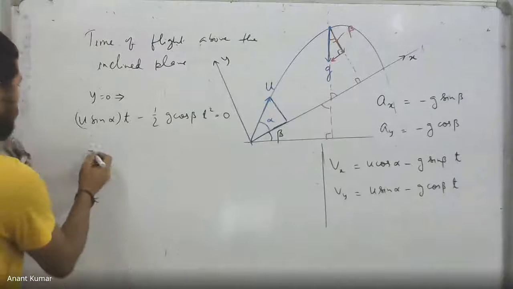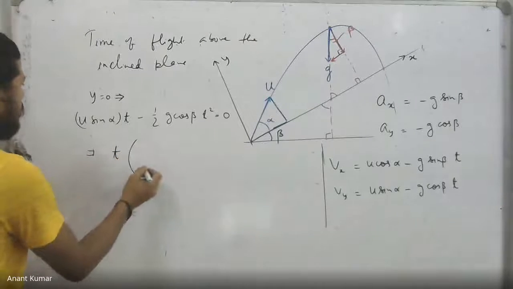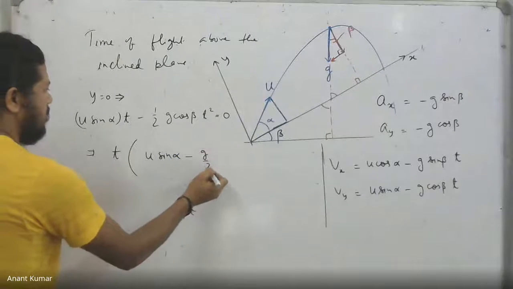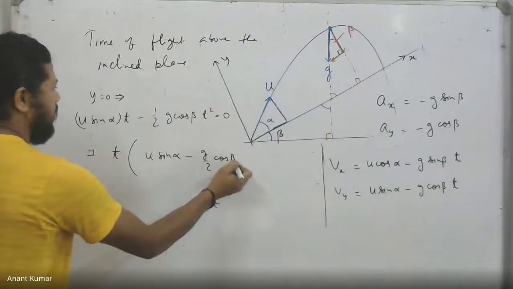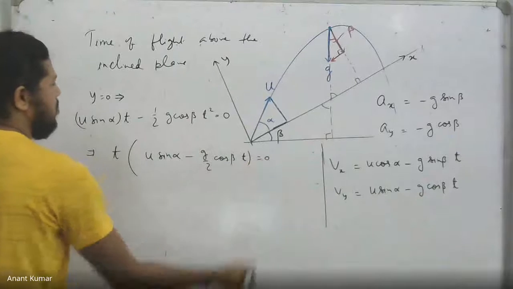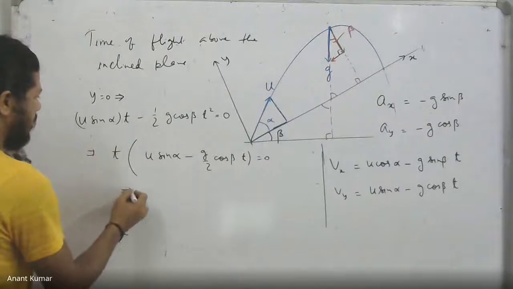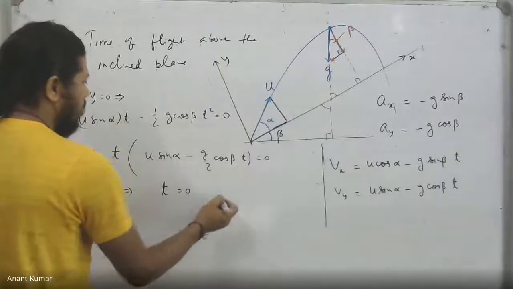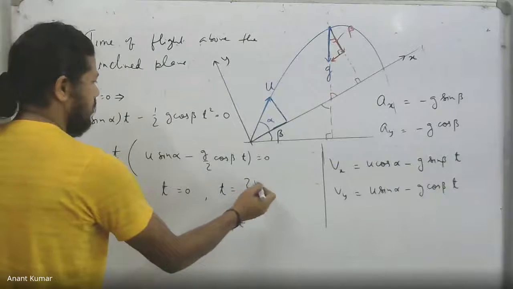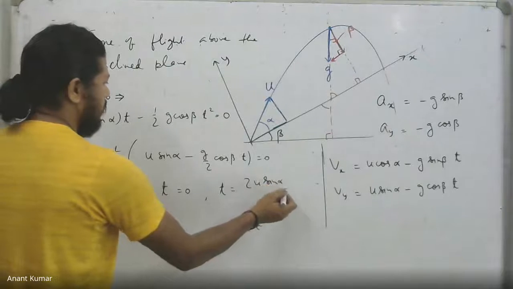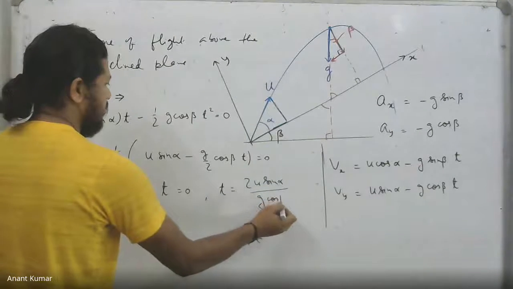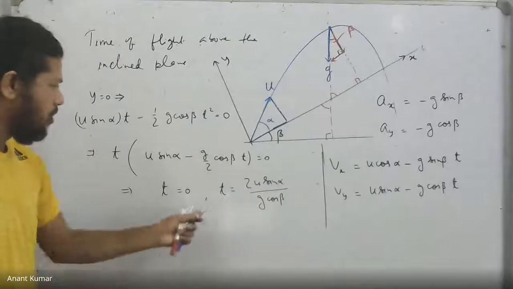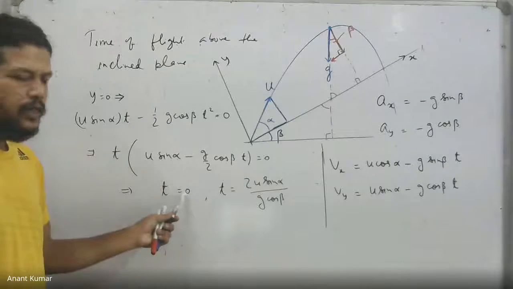This will obviously imply I can just pull out t common. So what we get is t into u sine alpha minus g by 2 cos beta into t equal to 0. And that gives us either time 0, which implies the initial point, or t equal to 2u sine alpha by g cos beta. So we find the time of flight here; the other one is just the initial moment of projection.